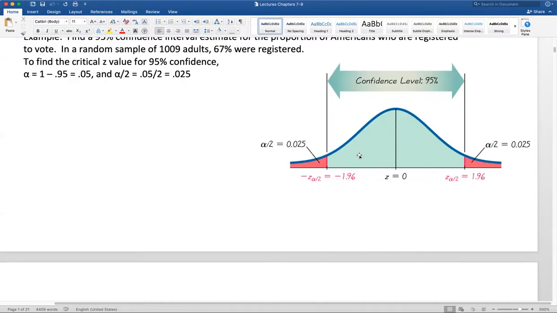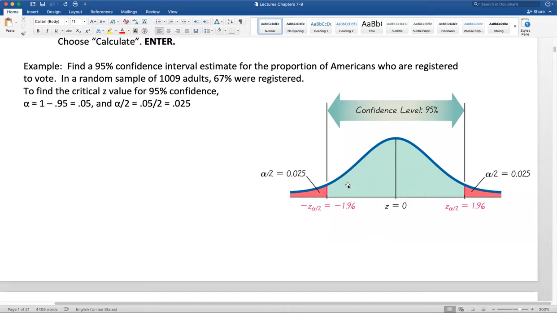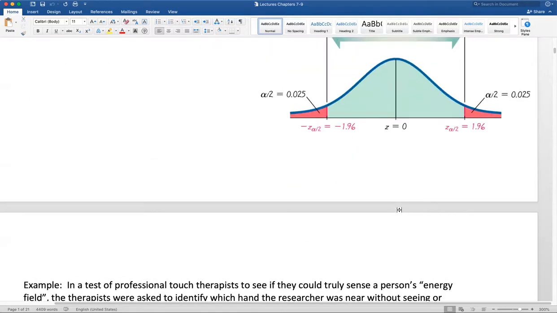The standard normal distribution is a special case of the normal distribution. The normal distribution has a bell shape with the center at the mean. The standard normal distribution has the same shape, but the mean is 0 and the standard deviation is 1.